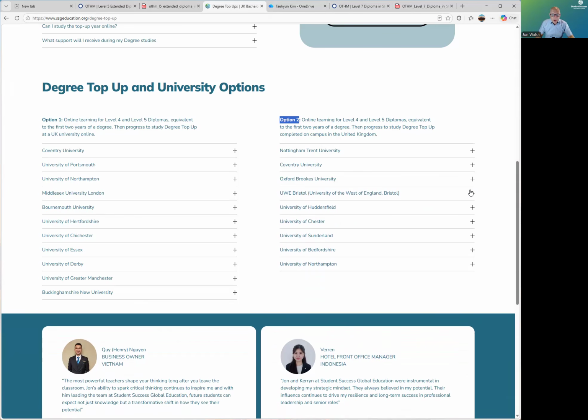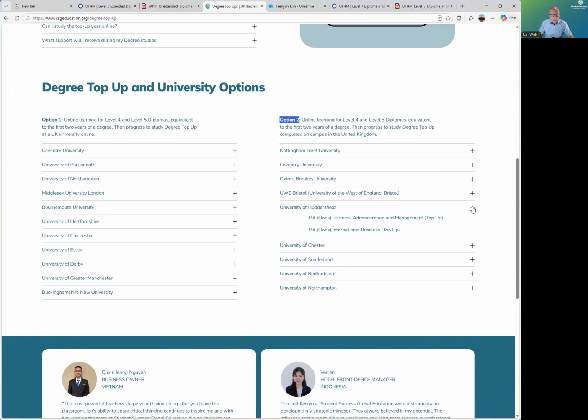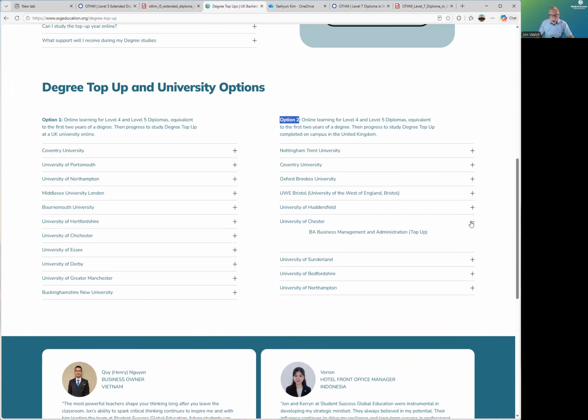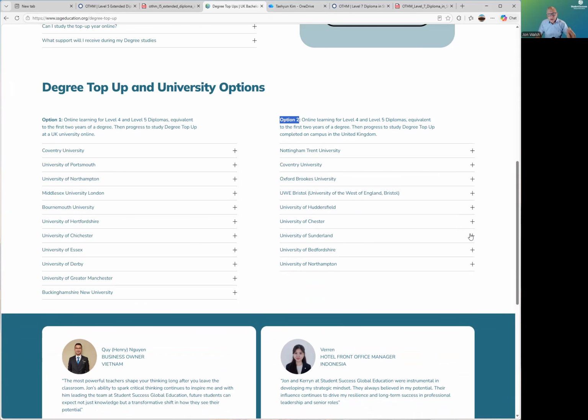For those who know, that's I think where Prince William went, or he went to one of the universities in Bristol. The University of Huddersfield, I used to teach in Huddersfield, so I know that university well. The University of Chester, I also did some of my study at Chester. The University of Sunderland in the northeast of England, the University of Bedford, quite near London, and the University of Northampton. So you can see there's a range of different options for students if they want to study online, which the majority of students do, or if they want to move to the UK.